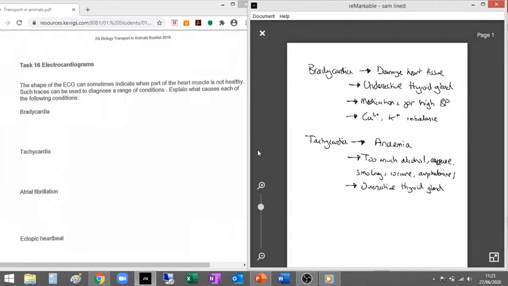Why do you get a high heart rate? Hopefully when you stop exercising, it should go back down to the normal sinus rhythm.